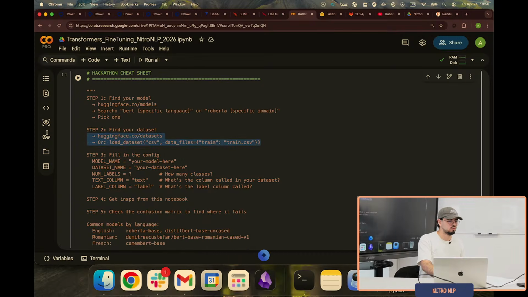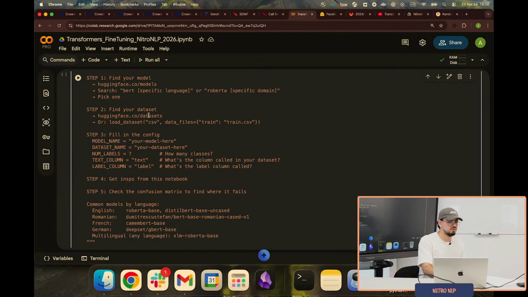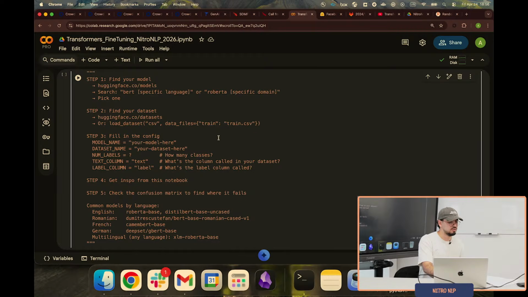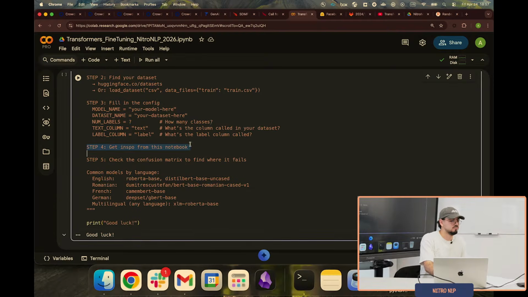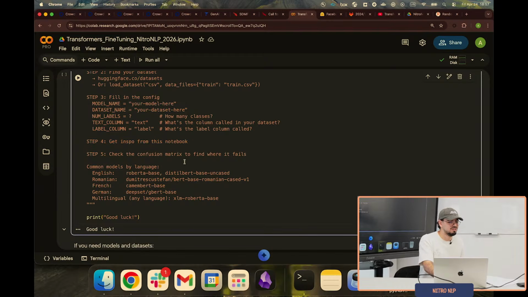Then, if you do not have a dataset, you would search for your dataset on /datasets or load your own, as I showed you. You would fill in the config as well: your model name, your dataset name, and the number of labels, which is 2 for a binary classification like fake news detection, maybe 10 for emotion detection. You would look at this notebook and then check the confusion matrix to find where it fails.